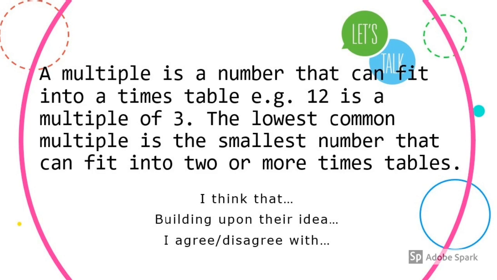A multiple is a number that can fit into a times table. For example, 12 is a multiple of 3. The lowest common multiple is the smallest number that can fit into 2 or more times tables. So, for example, we could say that 12 is the lowest common multiple of 3 and also 4, as it fits into both times tables.